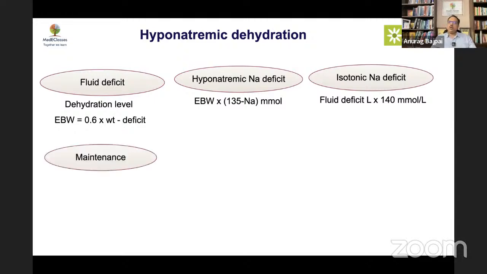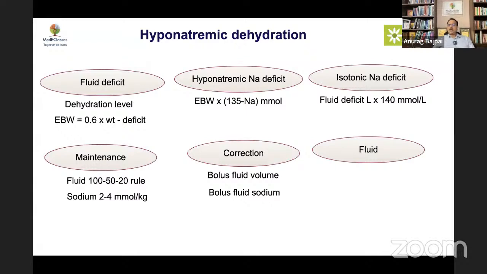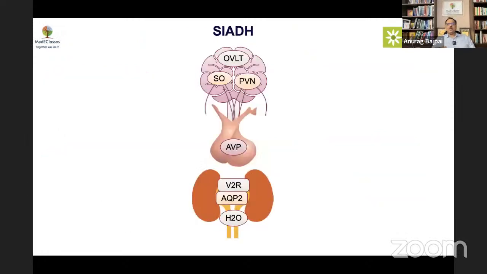Then you will know the maintenance, of course, which is the 4-2-1 or 100-50-20 formula, sodium of 2 to 4 millimoles per kg. Then you correct and deduct the bolus fluid volume and bolus fluid sodium, and you get the final fluid in terms of volume and tonicity. So very importantly, you calculate the fluid deficit, the sodium deficit, which is hyponatremic and isotonic, and then you correct it over time to avoid a rapid correction in that regard. Whatever calculation you do, you need to have close monitoring, reduce the rate if there is a rapid rise, and raise it again if there is a symptomatic scenario in that regard.